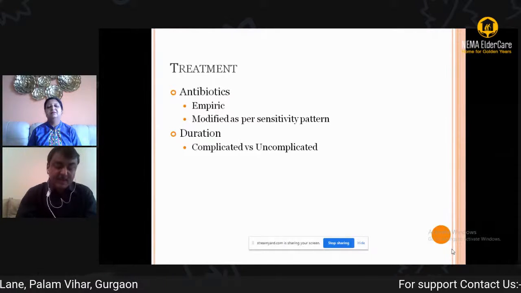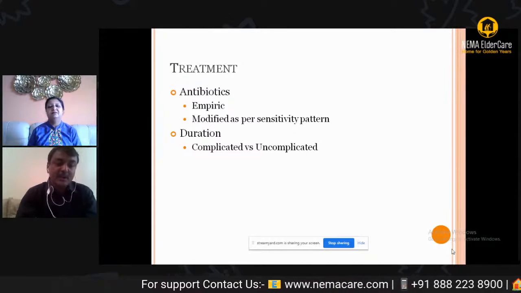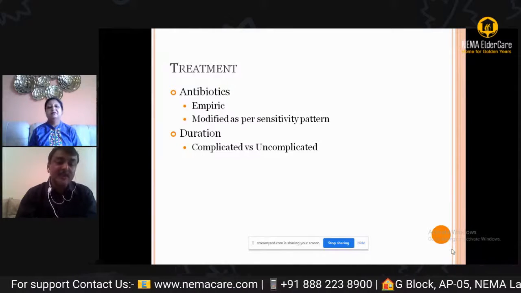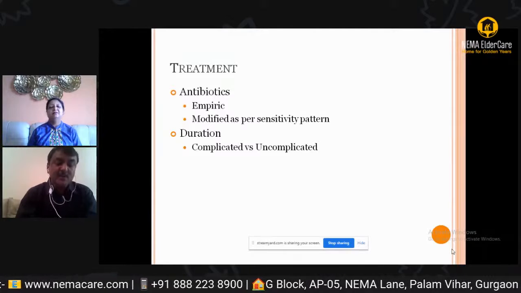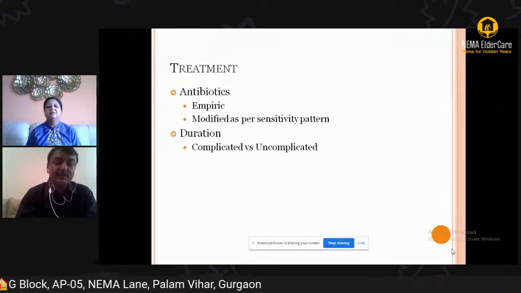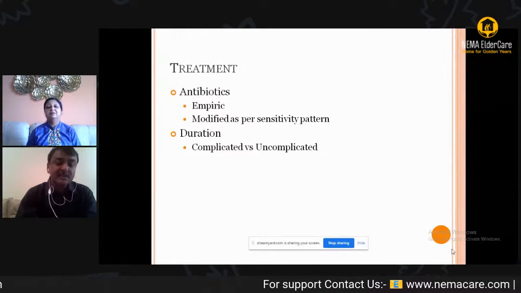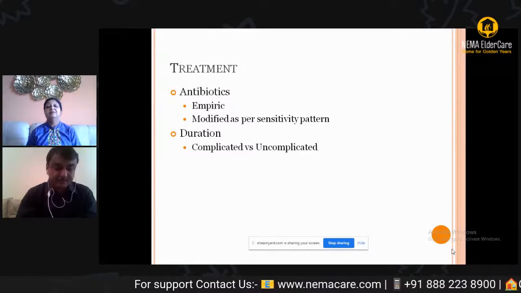So this empiric antibiotic therapy is started immediately once the patient presents to you, and that antibiotics may have to be modified if the urine culture shows either a different organism or a different pattern of antibiotic sensitivity. In those cases, the antibiotics may need to be modified.